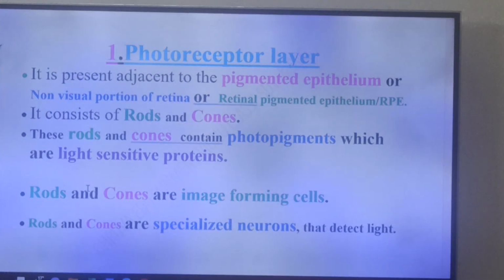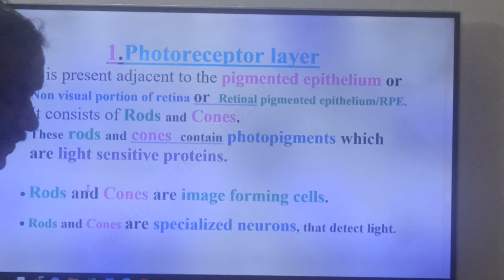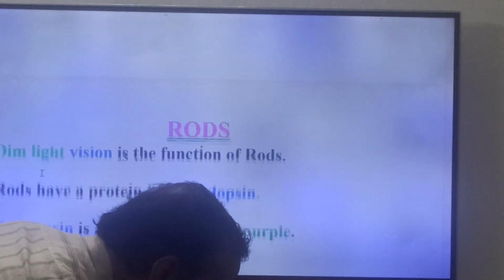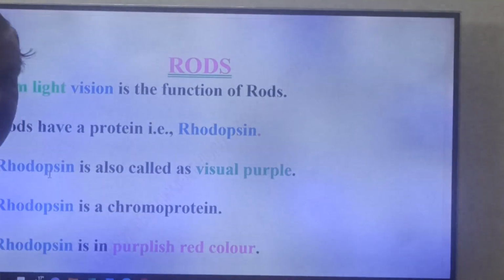Friends, rods and cones are what? They are specialized neurons, specialized nerve cells. They detect what, friends? They detect light. Okay, friends, now we'll take one by one. First we'll take rods. Very, very important, friends. Rods.